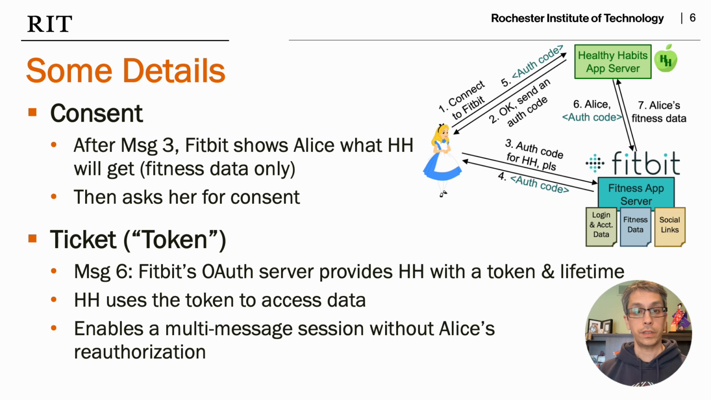So now that you have this token, you go to the data side of the server and ask for the data, providing this token. The token can get checked against a database in the back end. That happens after message 6, so the data comes back in message 7. Then Healthy Habits is going to be using that token to access the data. That enables this session to have multiple messages over the lifetime of that token without Alice needing to reauthorize Healthy Habits each time it needs to get additional data.